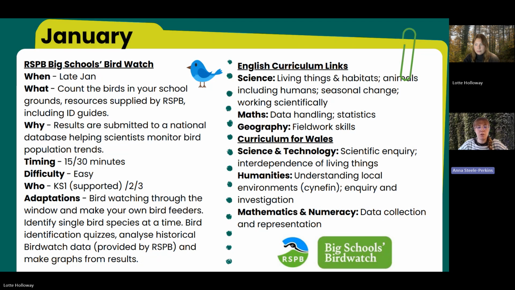So adaptations. What if it's raining, as it may be in January? You could watch the birds through the windows and identify them that way. But also to help with this, you could make your own bird feeders. This is also beneficial, as in wintertime it's harder for birds to get food. So if we can give them some, that's going to help them out. And it will also help with seeing them, because they'll come for the food.